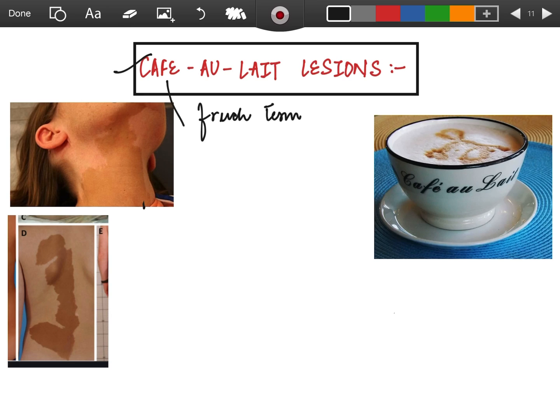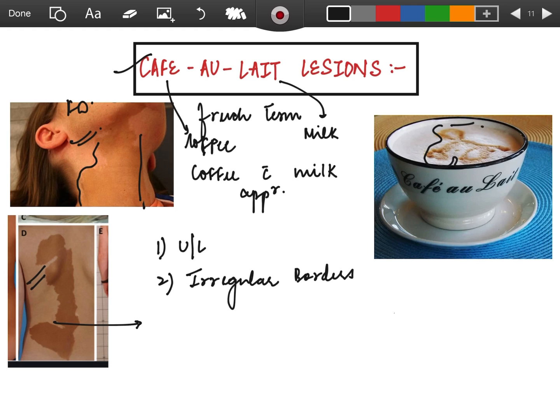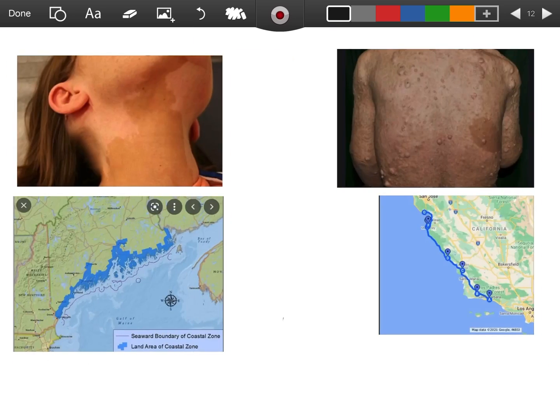We have a French term. In French, café means coffee, and lait means milk. So café-au-lait means coffee with milk appearance. You can see in the picture fibrous dysplasia unilaterally and café-au-lait lesions unilaterally, having irregular borders. These are well appreciated in the pictures. The café-au-lait lesions appear darker than the surrounding or normal skin. So these are the café-au-lait lesions.